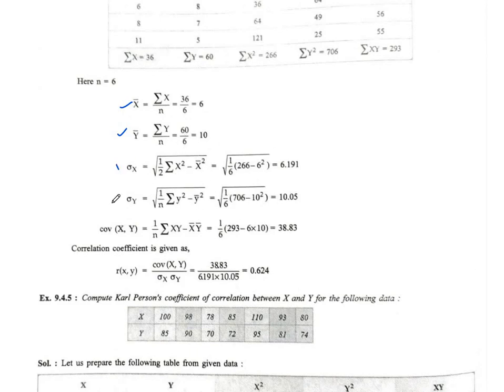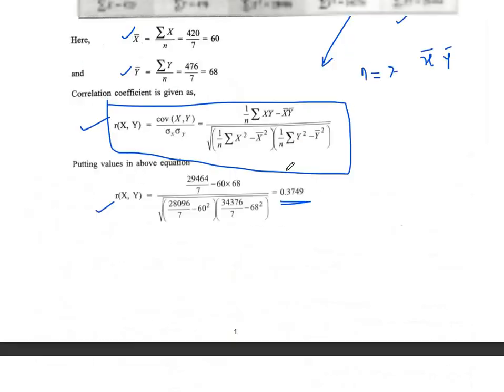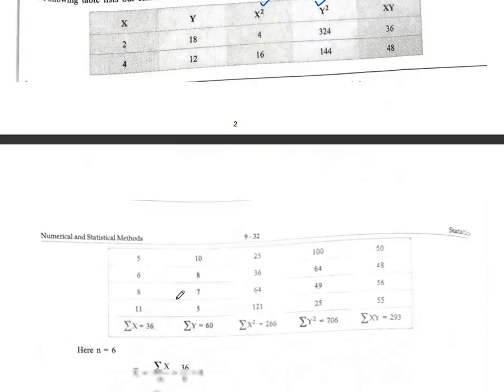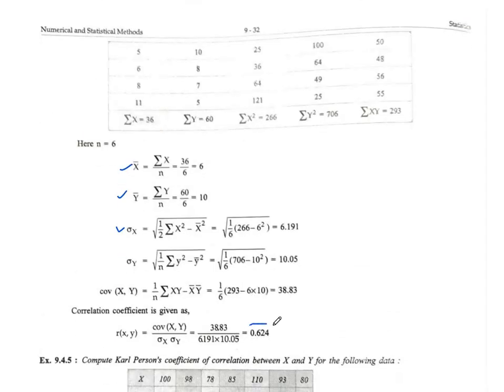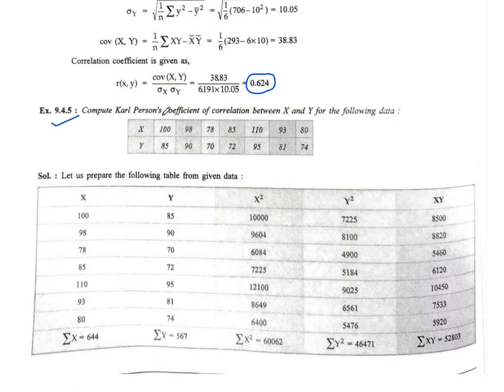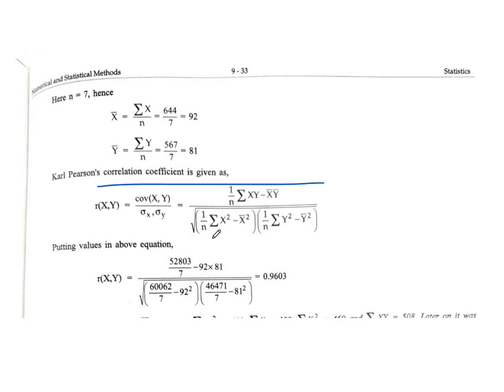Here they have calculated these directly and separately. You can remember the total formula like this. By putting all these values here, you can find the result, and it comes out to be 0.624. Here they have directly asked to compute the Karl Pearson's coefficient of correlation. The x values and y values are given. We require quantities like x square, y square, and xy, and the summation of these. Okay, the final formula is this one.